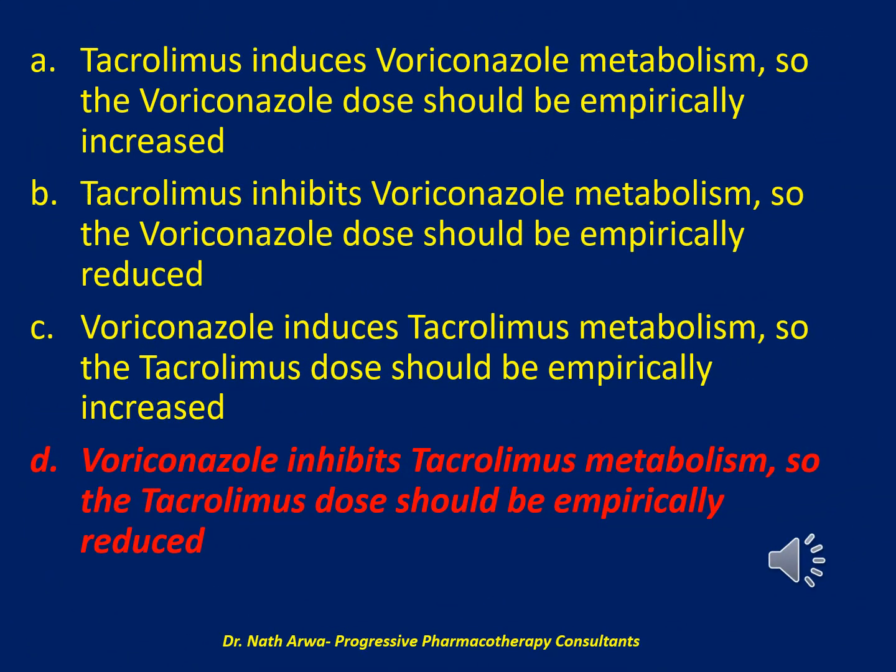And the correct answer is D. Voriconazole inhibits tacrolimus metabolism, so the tacrolimus dose should be empirically reduced. Voriconazole is a potent CYP3A4 inhibitor, thus, the tacrolimus dose should be empirically reduced. That makes answer D correct and answer C incorrect.